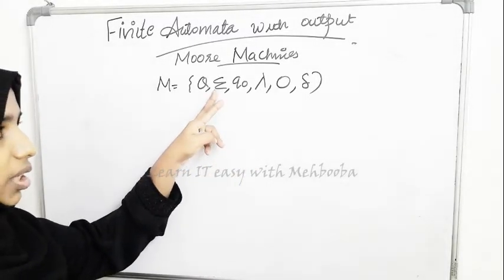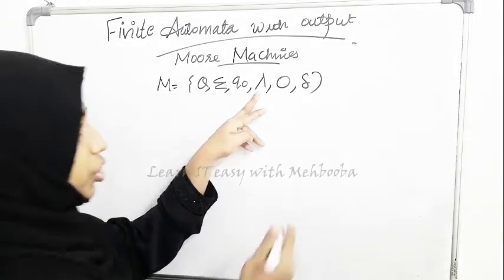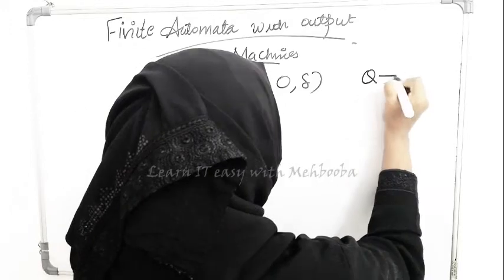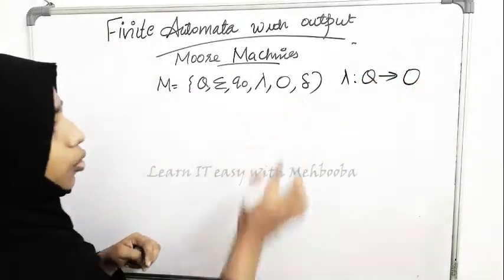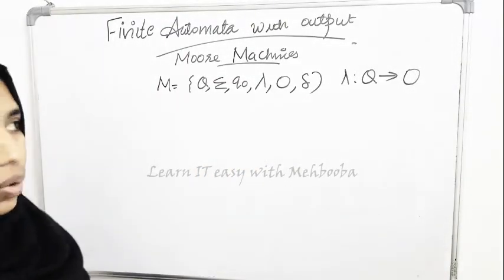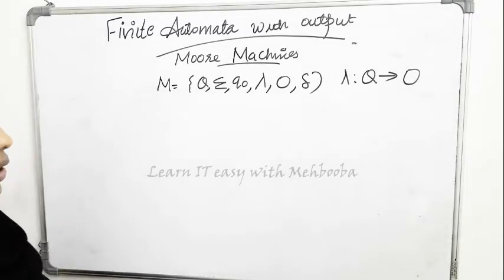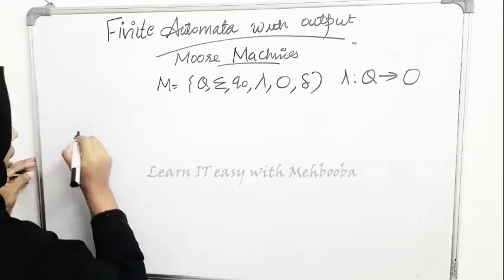Q is a set of states, sigma is the input alphabet, Q0 is the start state, lambda is the mapping function which maps states to outputs, O is the output alphabet, and delta is the usual transition function that we know. Okay, so we will see an example: the modulus 3 operation on binary numbers. I'll draw the Moore machine for that first and explain it to you.